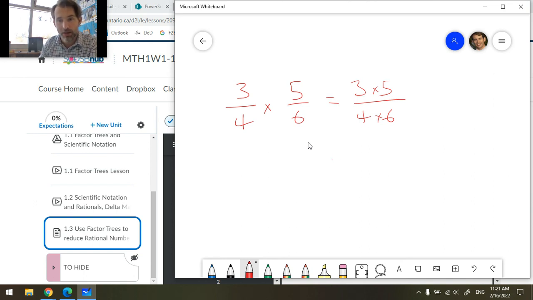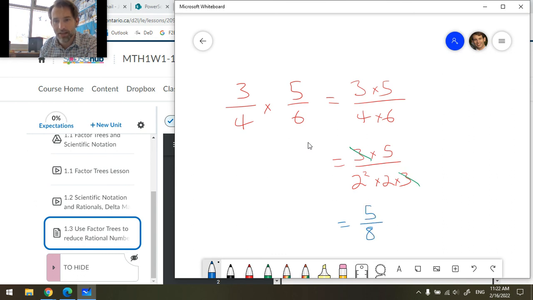Now I can do canceling. Let's write 4 and 6 in new ways: 3 times 5 over 2 squared times 2 times 3. 2 squared is 4. 2 times 3 is 6. I could write that as 2 cubed, but I don't care. I see the only thing that's going to cancel is the 3, so that cancels, that cancels. I'm left with 5 over 8. So that's how you multiply your fractions.